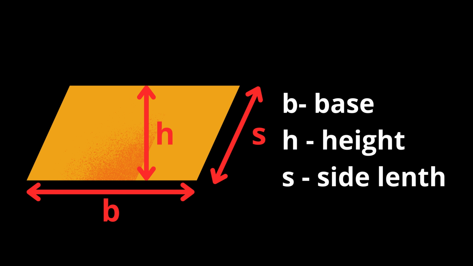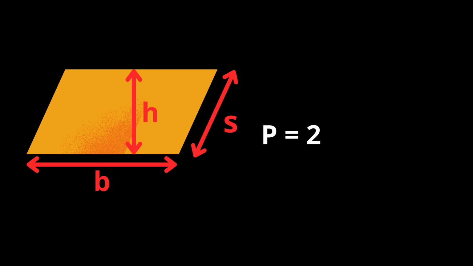The formula for calculating the perimeter of a parallelogram is... and the area.